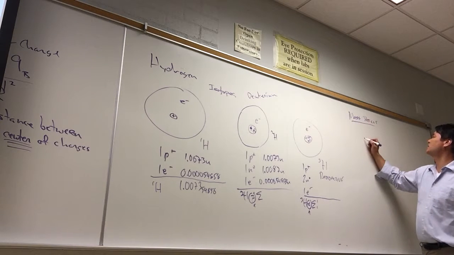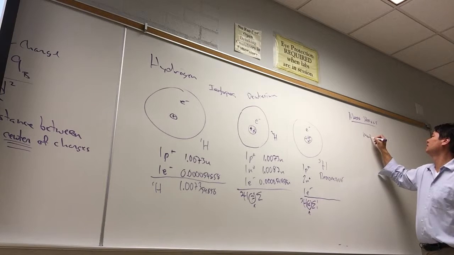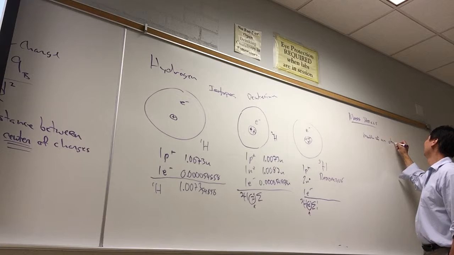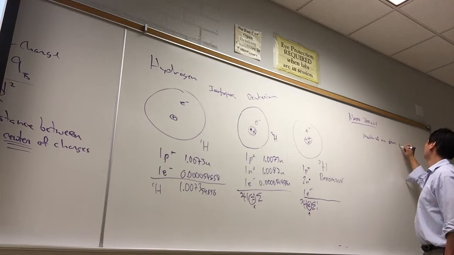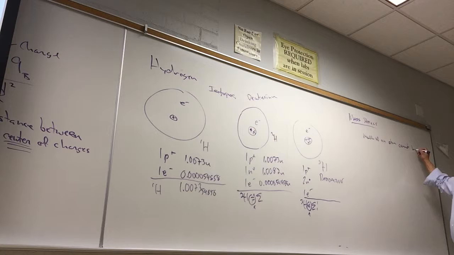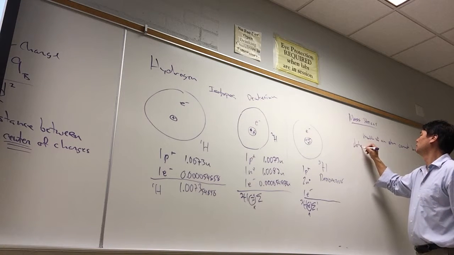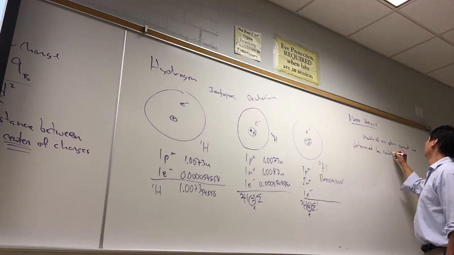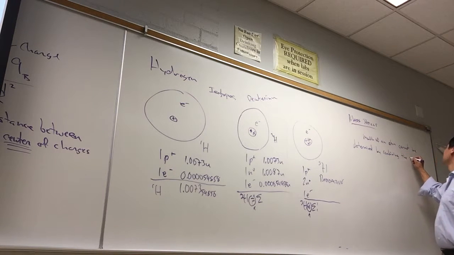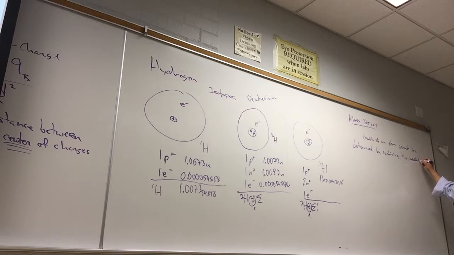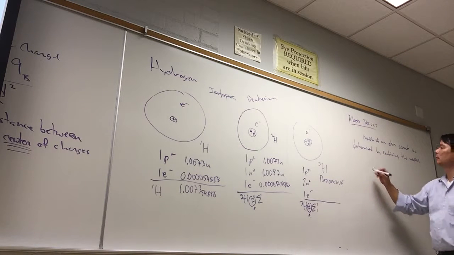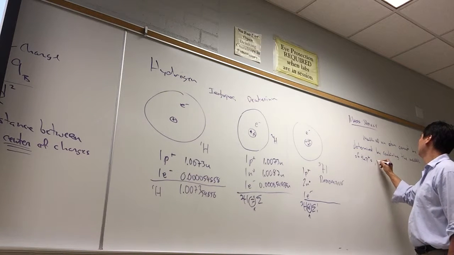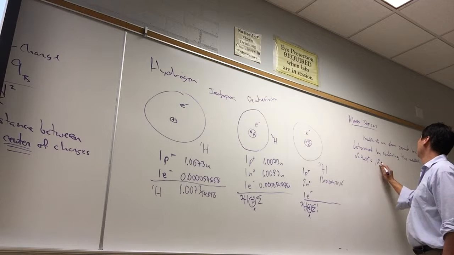The mass defect says that the mass of an atom cannot be determined by combining the masses of the protons, neutrons, and electrons.